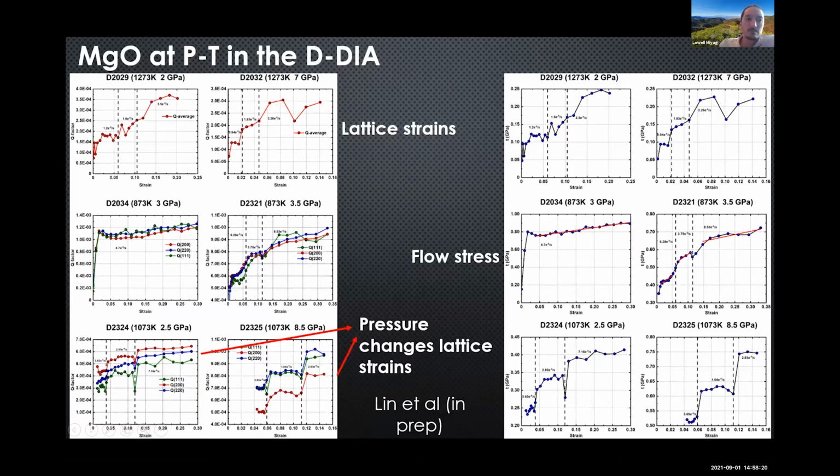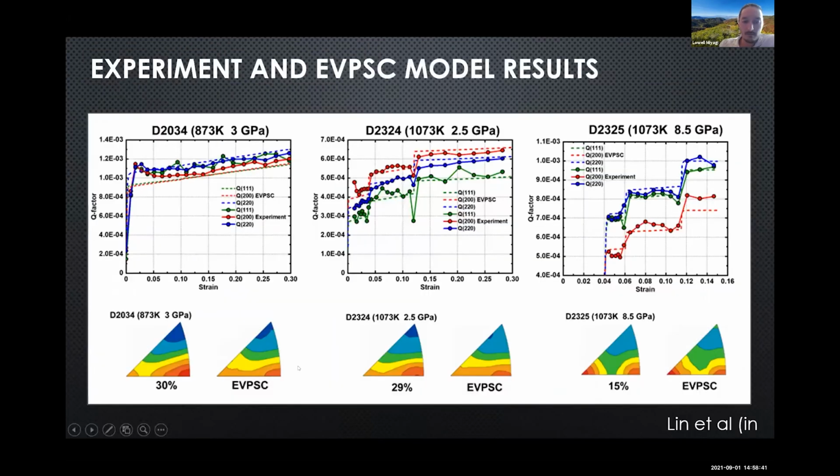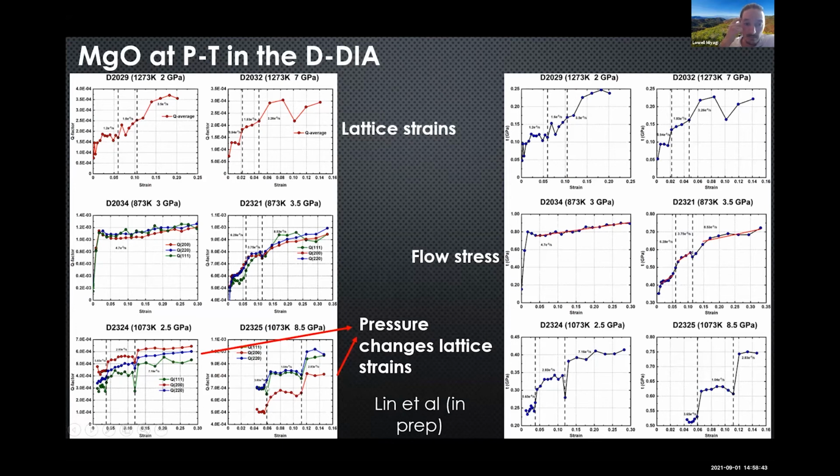I think one thing that's interesting, at 1273, we basically don't see any lattice strain anisotropy. Everything falls essentially on the same line. There's a bit more fluctuation in the lattice strains. Interestingly, when you go to 1073 K and 2.5 GPa, you can see that the order of the lattice strains has changed between 2.5 GPa and 8.5 GPa. And so there's some change in deformation mechanism occurring.